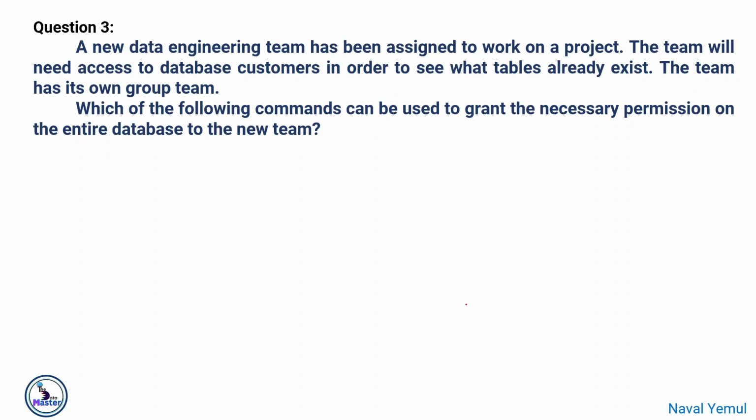Moving to the next question. A new data engineering team has been assigned to work on the project. The team will need access to the database customers in order to see what tables already exist. So they just want to see. The team has its own group, team. Which of the following commands can be used to grant the necessary permissions on the entire database to the team?